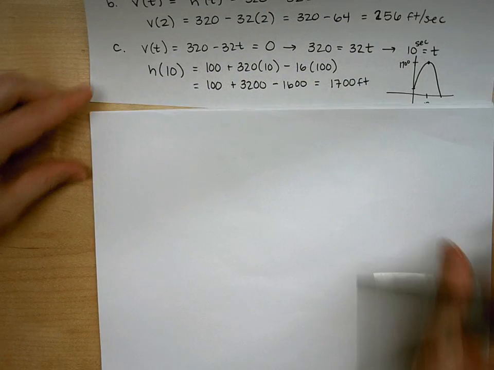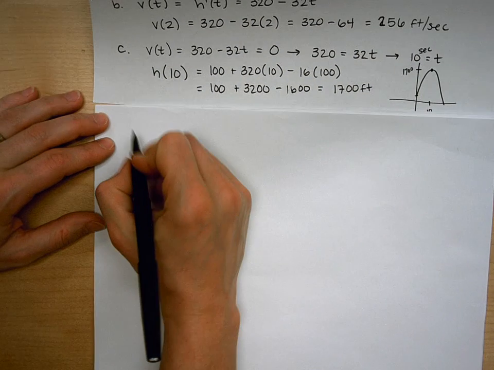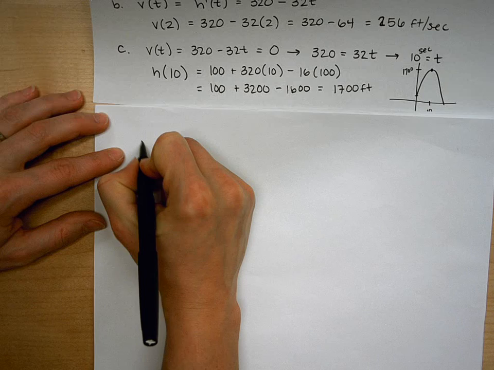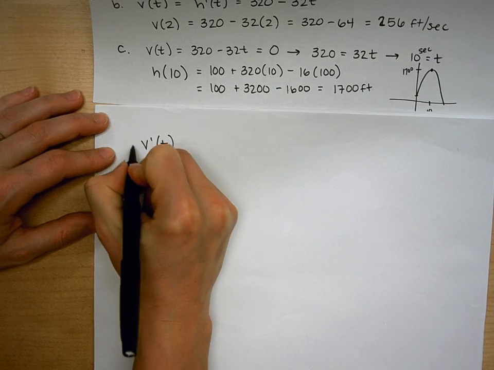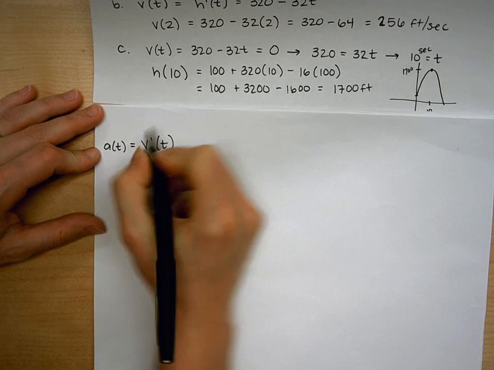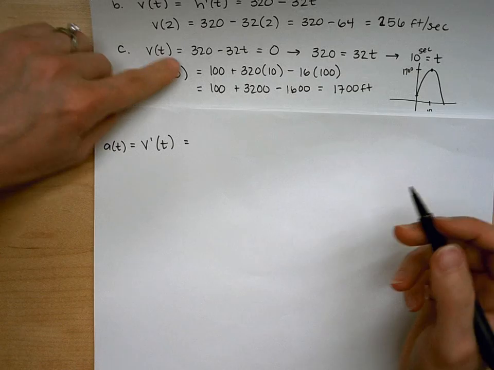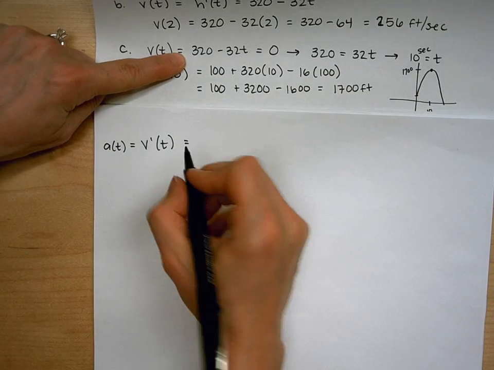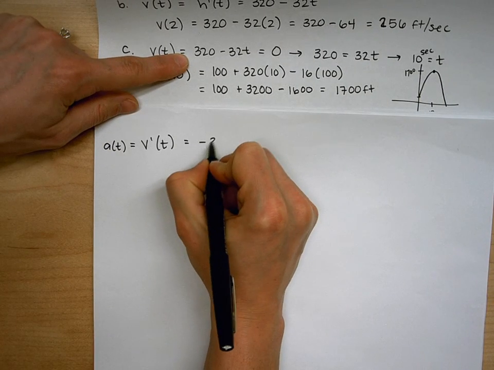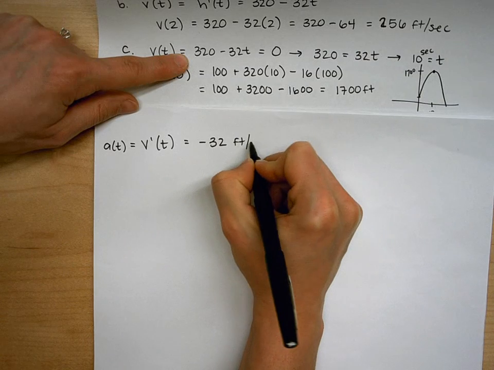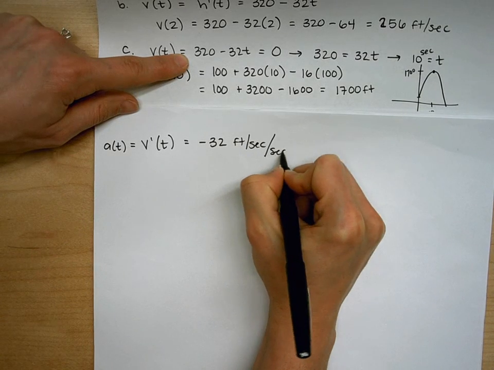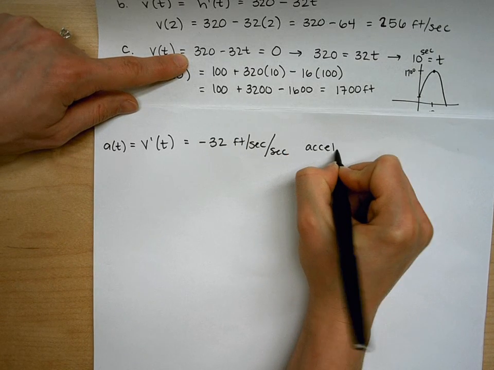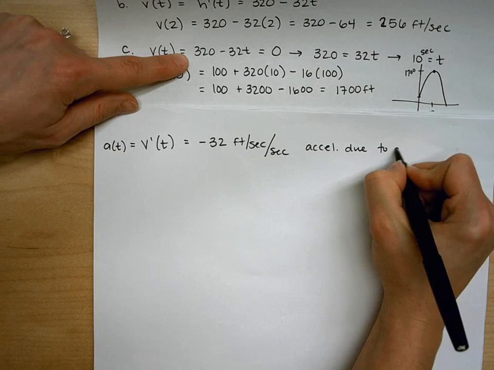Okay, one other thing I'd like you to notice, and I kind of mentioned this a little bit already, but if I take the derivative of velocity, that would be the acceleration, and I see from here, here's my velocity function. If I take that derivative, I'll just get that negative 32 feet per second per second. So again, this is the acceleration due to gravity.